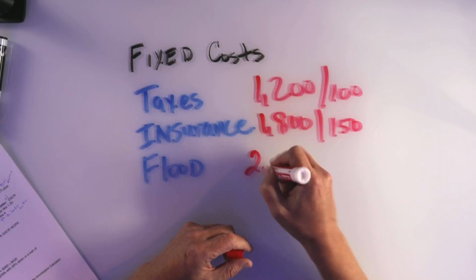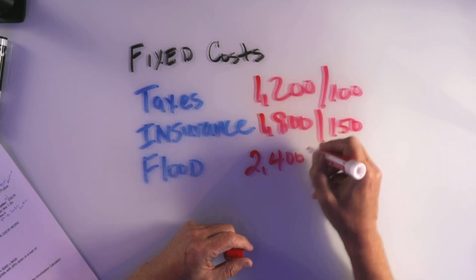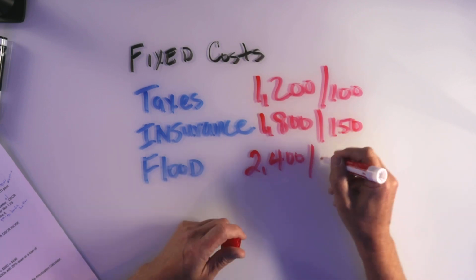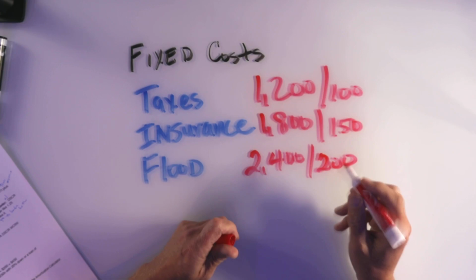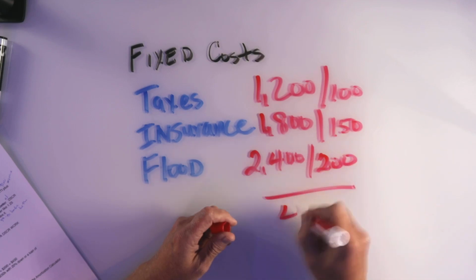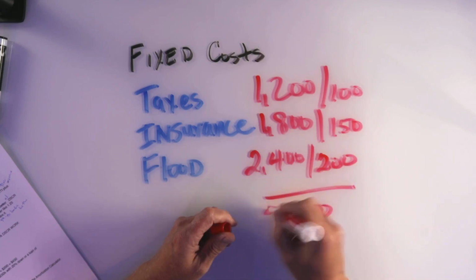Lastly, in this property, we're going to have flood insurance. No HOA, but flood insurance. So that's $2,400 a year or $200 a month. So what you see is every month for your expenses, you're going to have $100, $150, or $200, or $450 each month for expenses before your mortgage payment.